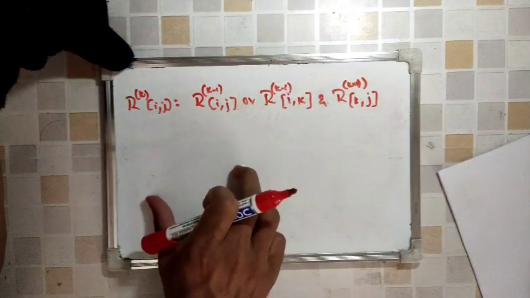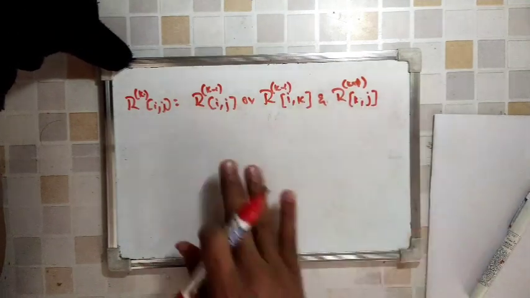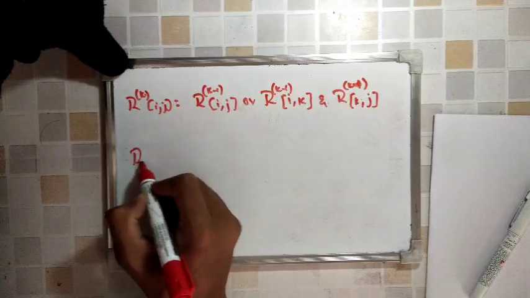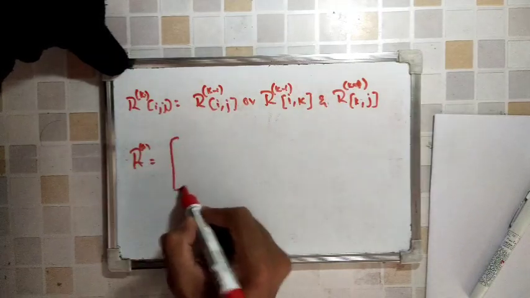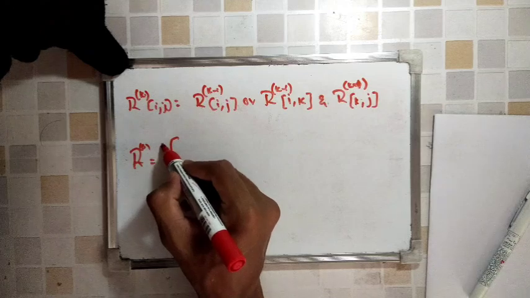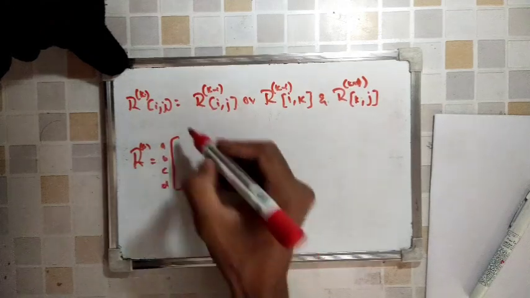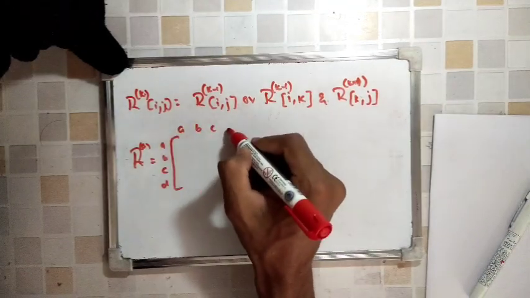First I will solve one matrix here, and then I will write it here, solve here, write it here. Given R power 0 is equal to the given adjacency matrix. So here it is A, B, C, D. So A, B, C, D.